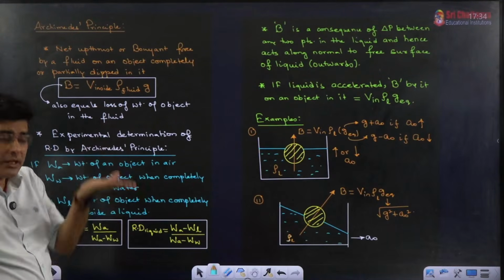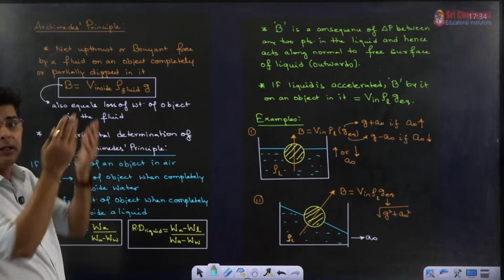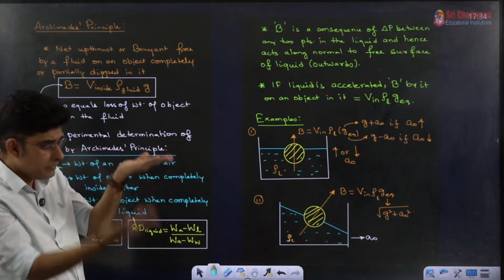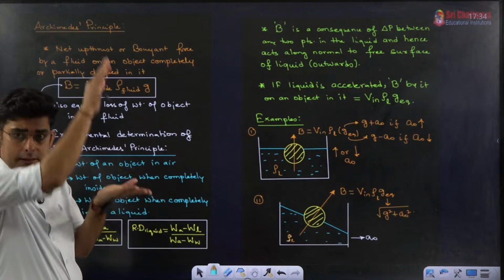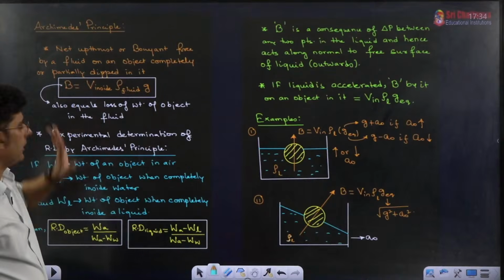Net upthrust means upthrust from the lower side and downthrust from the upper side. The difference will be upwards. Now you will say, sir, why is the difference upward? Very simple. When you go down, pressure increases. So there will be more pressure below the object than pressure above the object. So net upthrust will be upwards. That is called buoyant force.